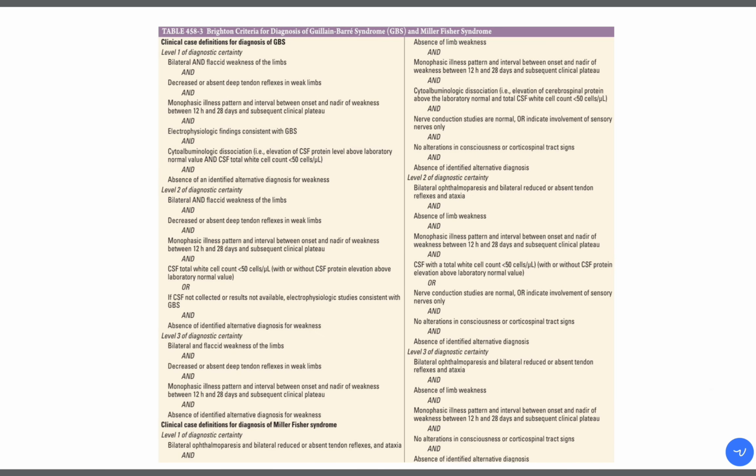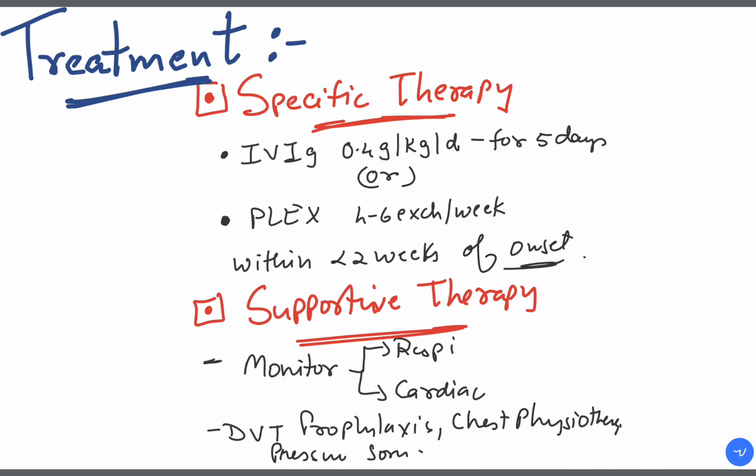So then this is the whole Brighton criteria for diagnosis of Guillain-Barré syndrome. You can pause the video. We have already discussed all the features, so you can just read it and go through it. Ultimately, treating: the specific therapy includes either IVIG or plasma exchange. Both of them are equally good, both of them are equally efficacious. So we must use only one of them. Combining both is of no use.